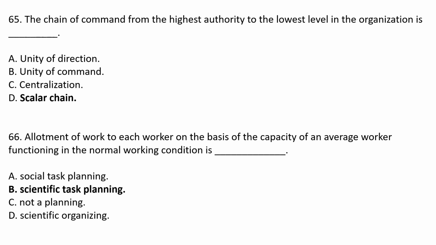Allotment of work to each worker on the basis of the capacity of an average worker functioning in normal working conditions is dash. Option A social task planning, Option B scientific task planning, Option C not a planning, Option D scientific organizing. The correct answer is Option B scientific task planning.